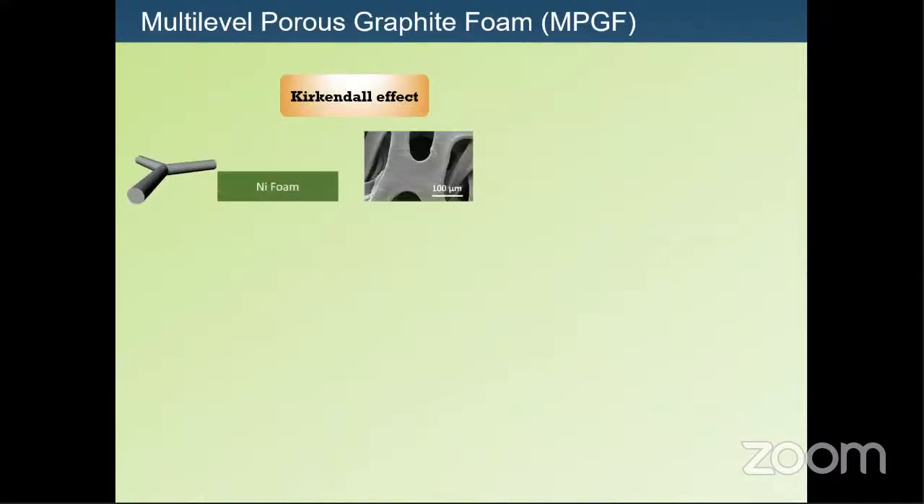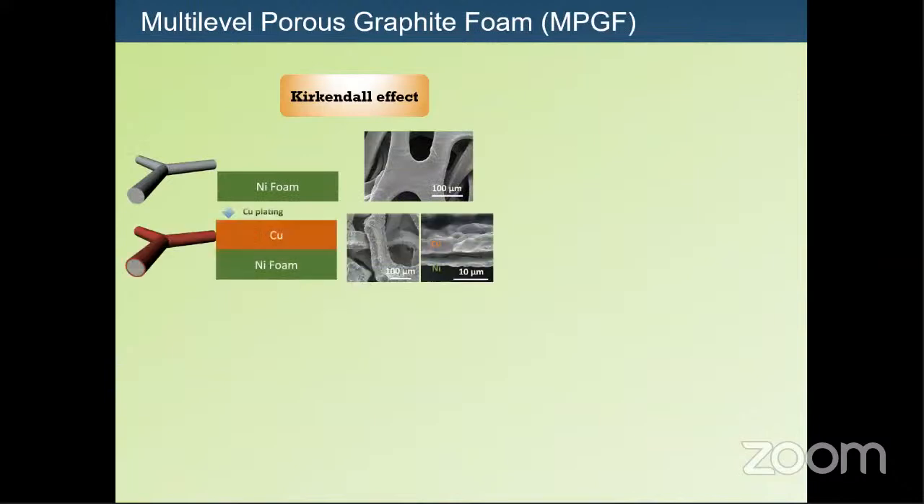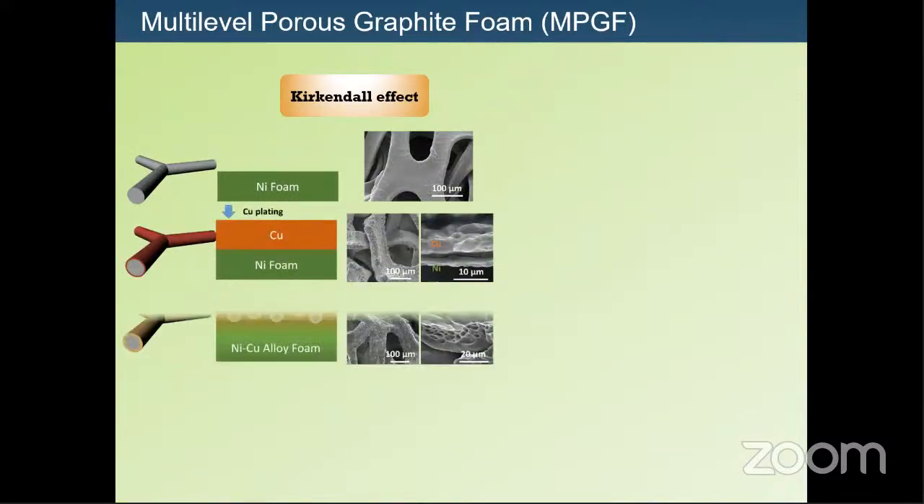Herein, we employed the Kirkendall effect to create multi-level porous nickel foams to enhance the surface area. We first deposit copper thin films on the nickel foam branch, followed by annealing at 1000 degrees Celsius. Here, due to the different interdiffusion speed of copper and nickel atoms, micropores underneath the surface start to form and can be observed via cross-sectional view.